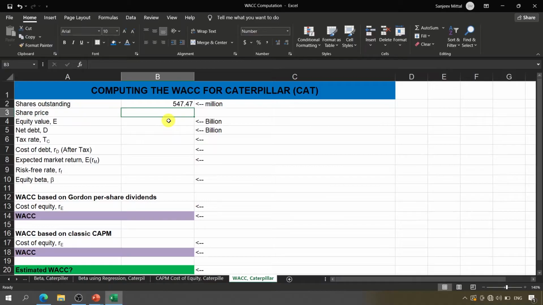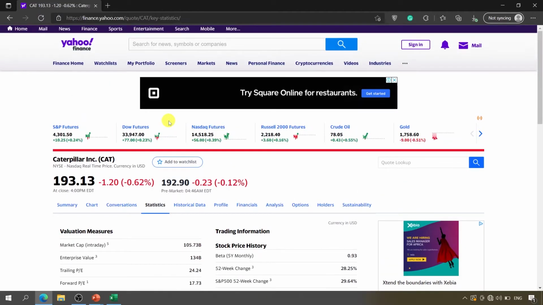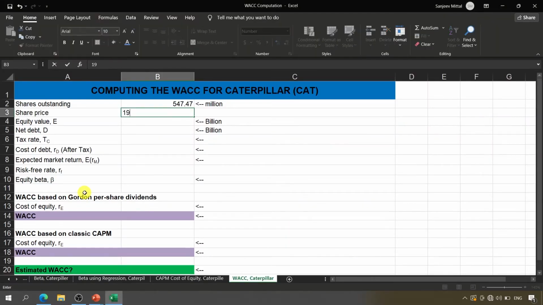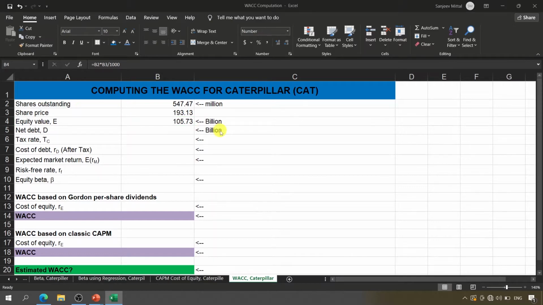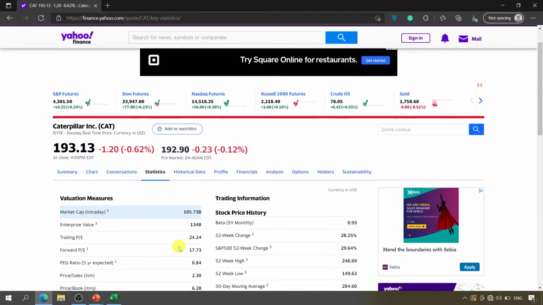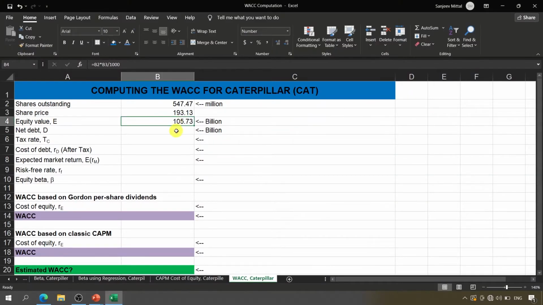After that, we can write the share price for the company. As we know, it's 193.13 right now. So I can write 193.13 as share price. Once we multiply the number of outstanding shares with the share price, we will get the equity value for the company. But I would like to write these numbers in billions, so I would divide the number by 1000, and this number is 105.73 billion. This is the equity value for Caterpillar Incorporation, and you can see the same market value, 105.73 billion, for Caterpillar Incorporation.